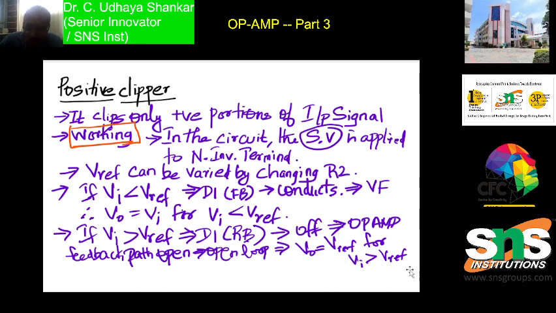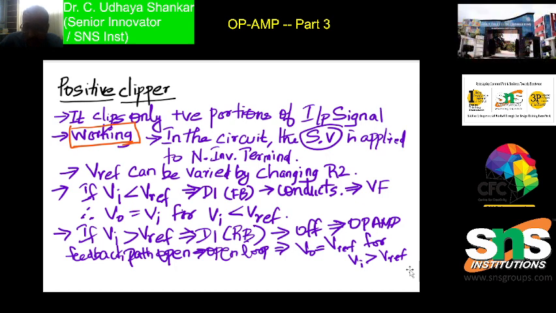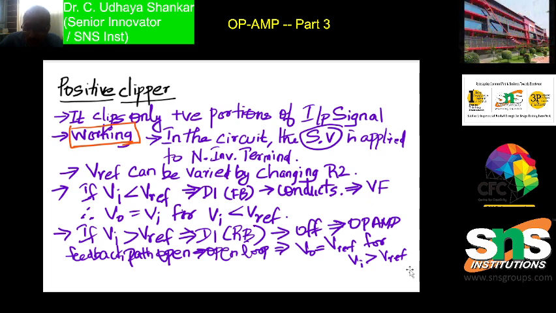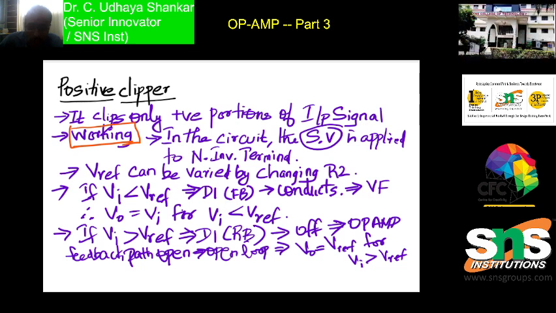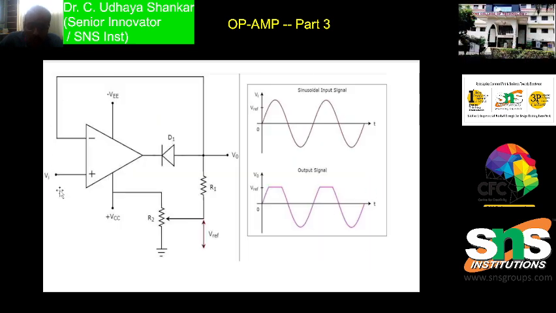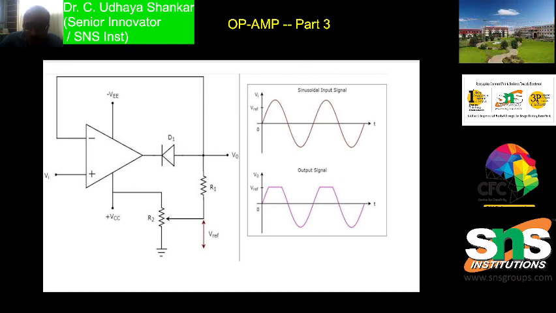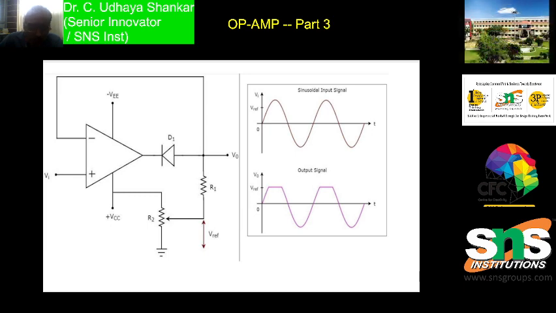So two things happen here. One is when Vi is less than Vref, V0 will be following the input Vi, and when Vi becomes greater than Vref, then V0 will be equal to Vref. So this is all about the circuit working. Here this is the output waveform, this is the input waveform, this is the clipped output waveform, and this is the clipper circuit. Hope you're clear with the working of the circuit.